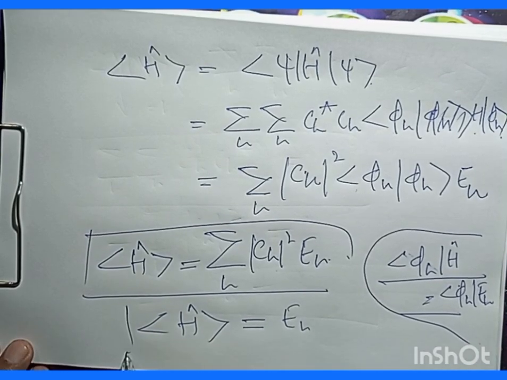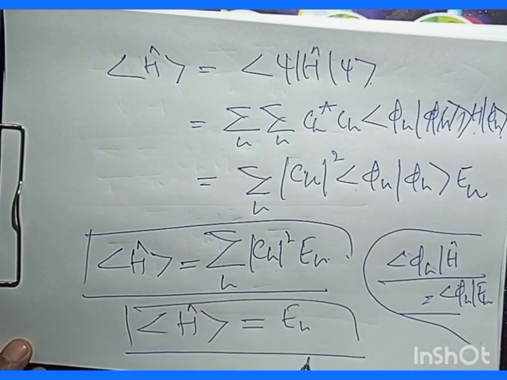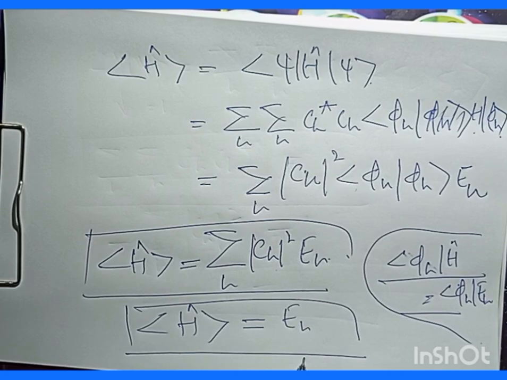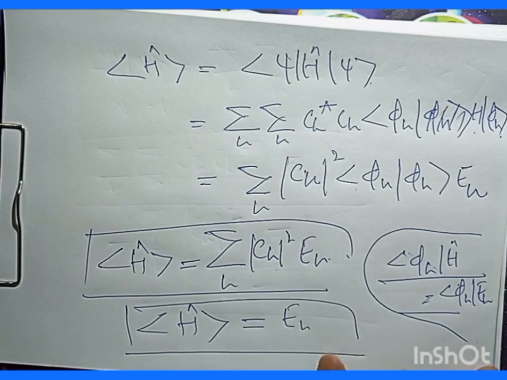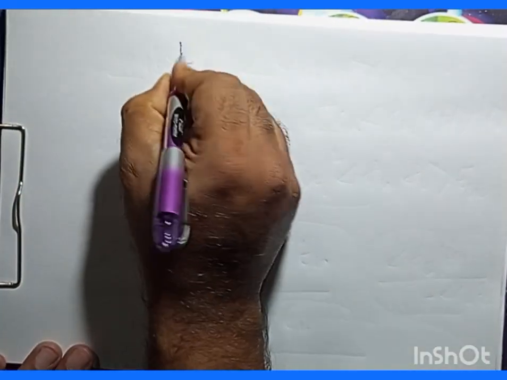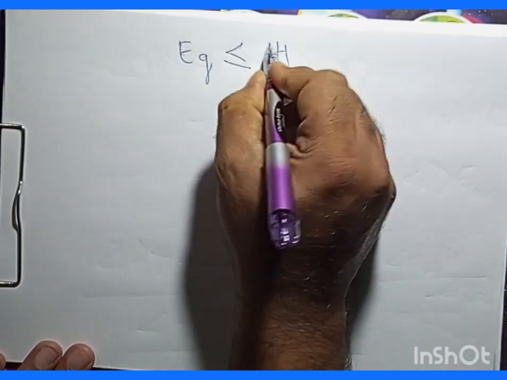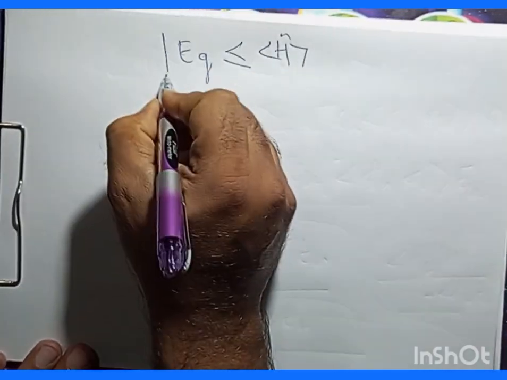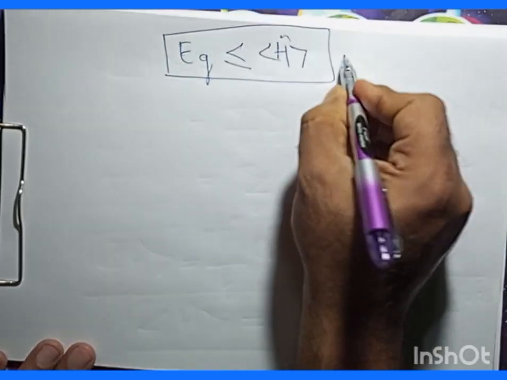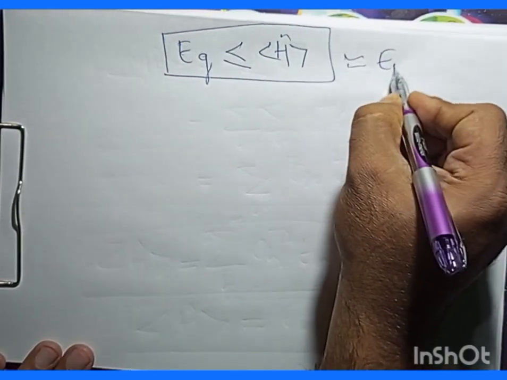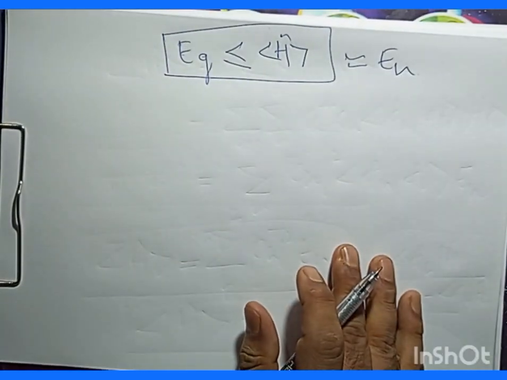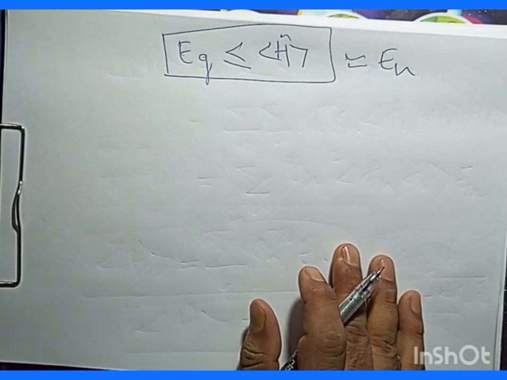So as per the given condition, if we are talking about the ground state, and this ground state is the smallest eigenvalue, I should say that this Eg, the ground state energy, should be less than or equal to the expectation value of this Hamiltonian, which is equal to En. Now this is the result that we were interested in.